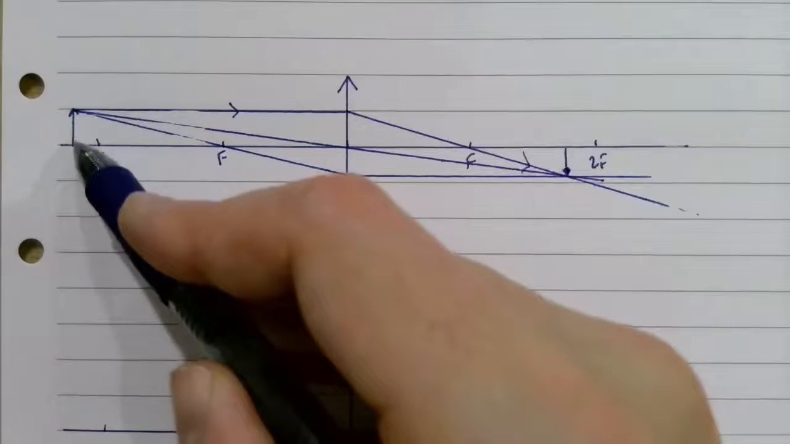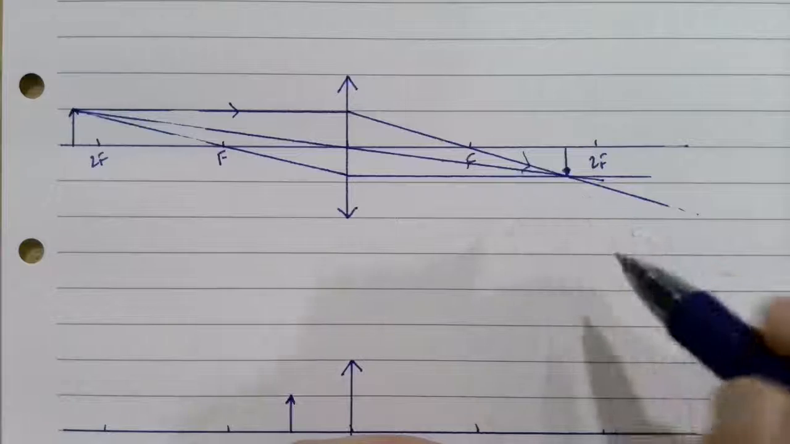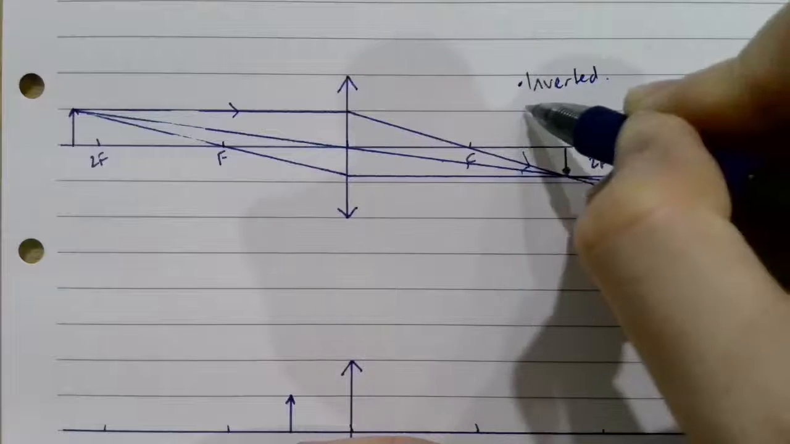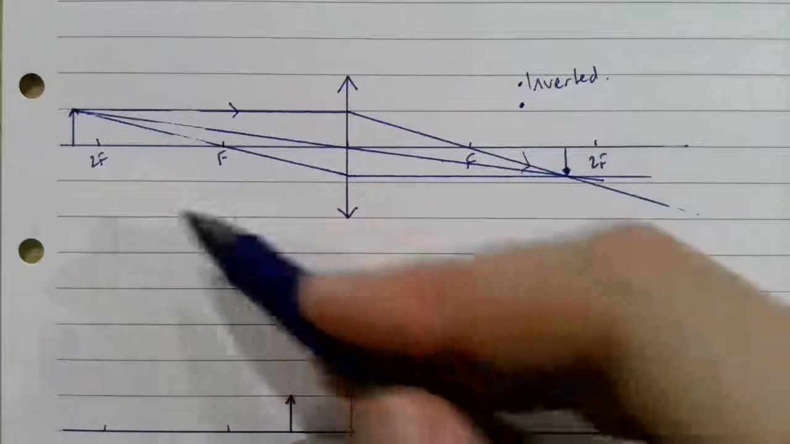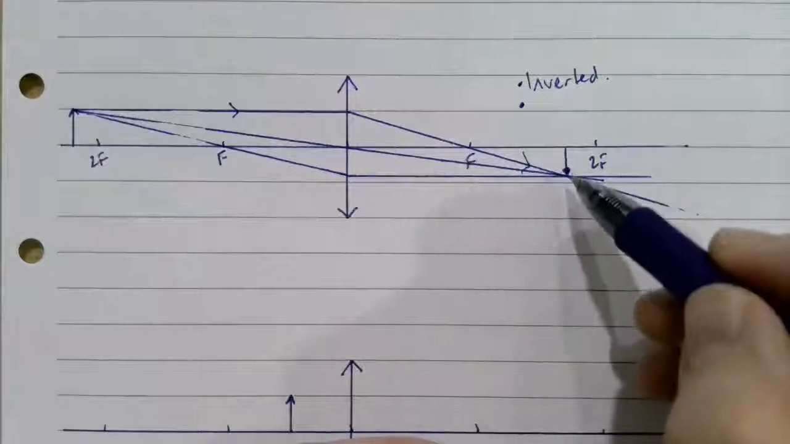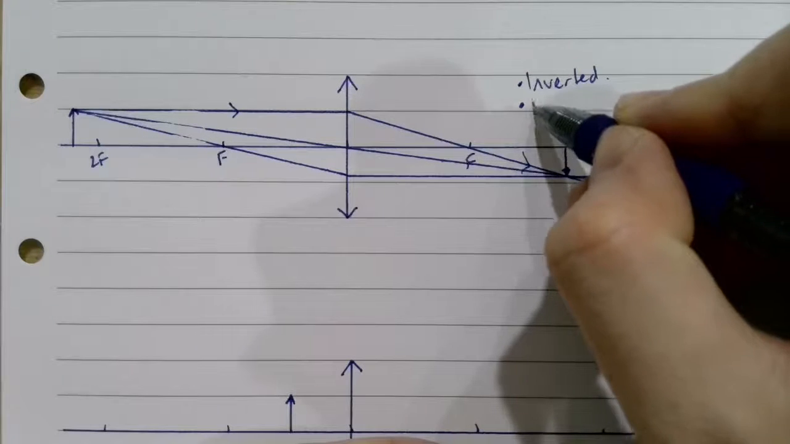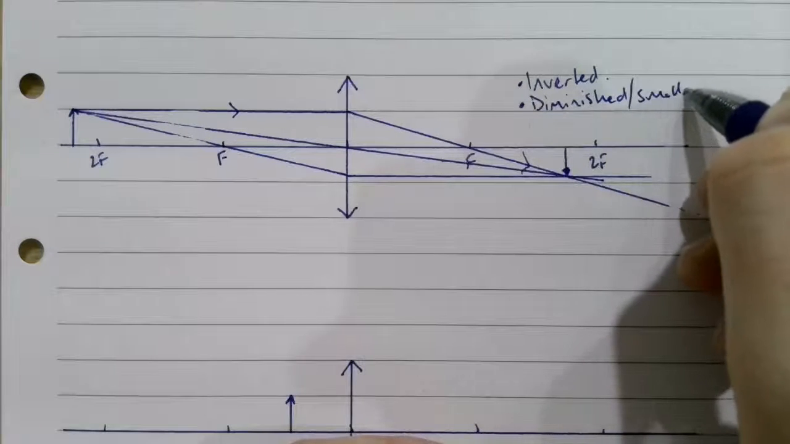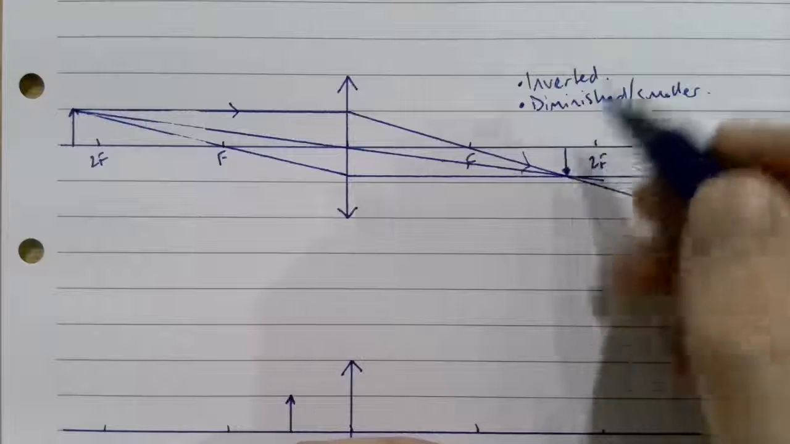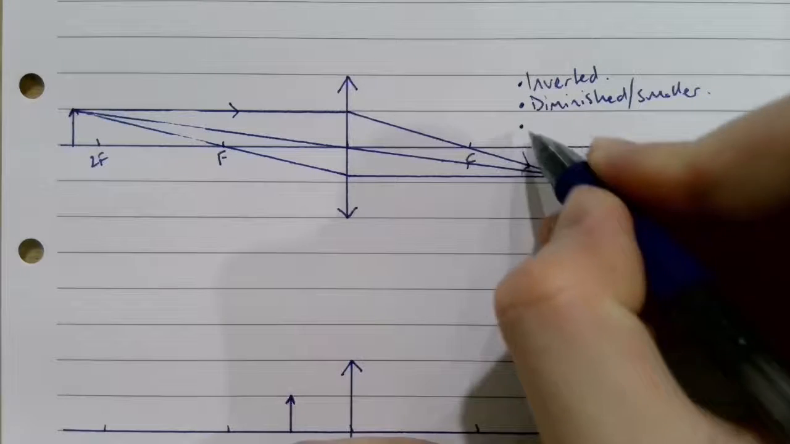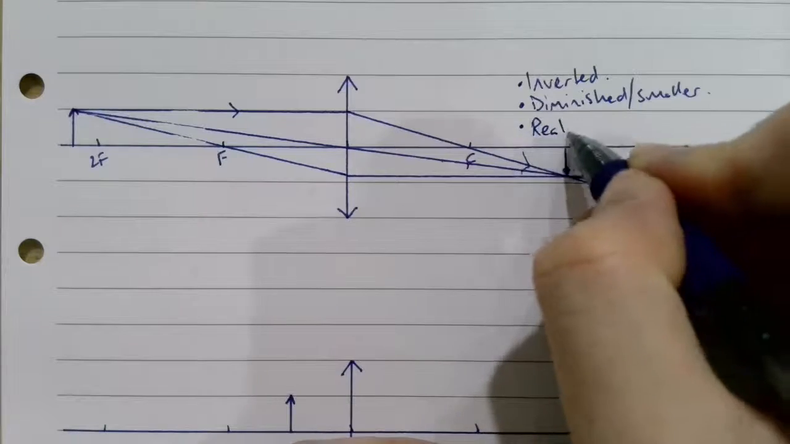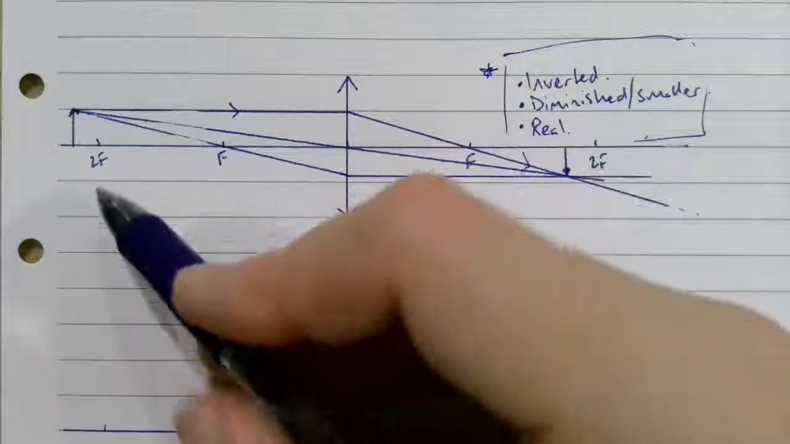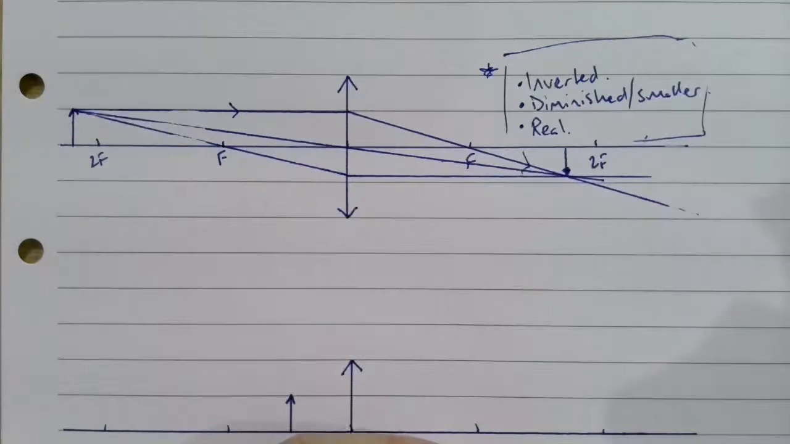The arrow of my original object points up from the axis, this points down from the axis, so this image is inverted. Here it is 1 line tall, here is less than 1 line tall, so we say it is diminished or smaller. And again, if I was to put a piece of paper or a screen here, it would project onto that screen and I would be able to see the image, so it is a real image. And you will get those results anytime you place the object greater than twice the focal length of the lens.